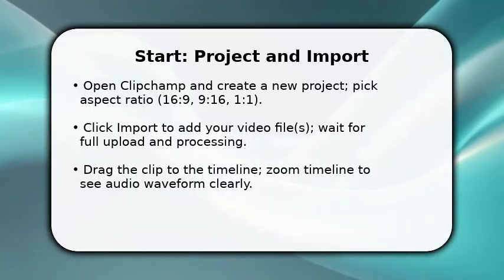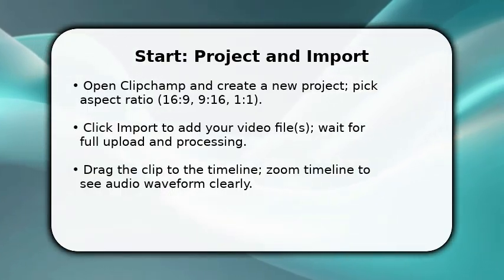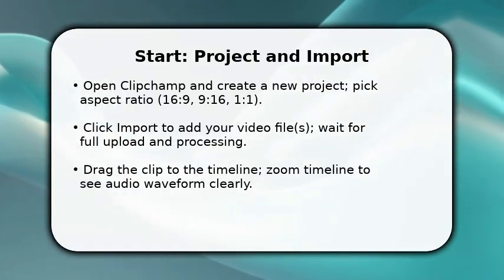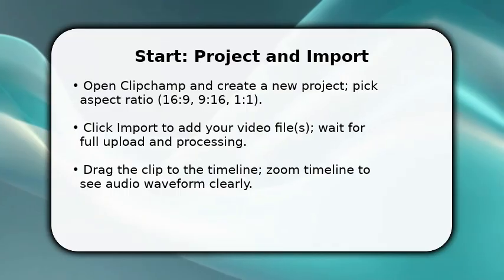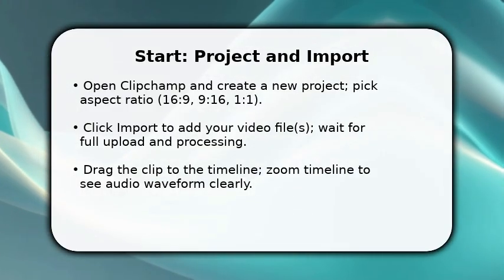You start by opening Clipchamp and creating a project with the correct aspect ratio. Once you import your video, wait until processing finishes so the waveform appears. Drag the clip onto the timeline and zoom in enough to see the audio waveform. This makes selecting and editing audio precise.